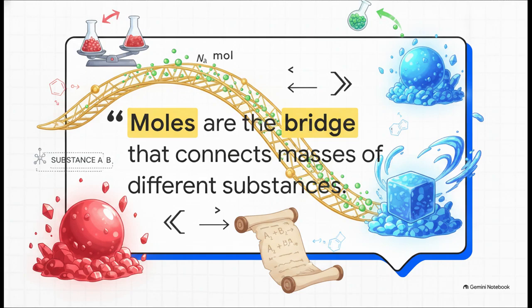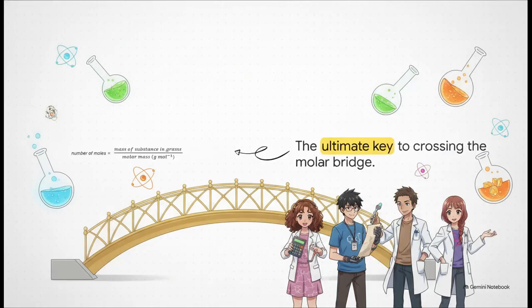Moles are basically the bridge that connects masses of totally different substances. You literally cannot go directly from grams of substance A to grams of substance B. There's just no direct mass-to-mass ratio. Everything absolutely must be converted into moles first, meaning you have to cross that molar bridge before you can actually use your chemical recipe. And here is the ultimate key to unlocking that bridge.